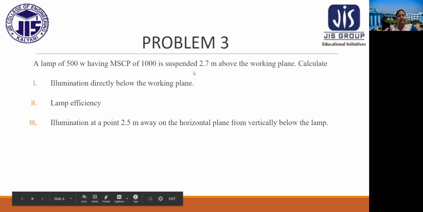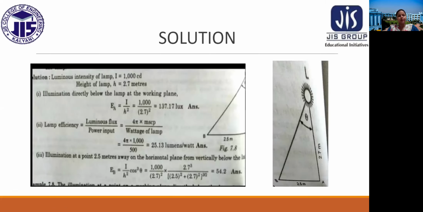Next, lamp efficiency. What will be lamp efficiency? It will be the amount of output by input, we know efficiency is output by input. What is output? Output is luminous flux. And what is input? Input is the power input. Here, since the figure is not clear, I have given the figure over here.